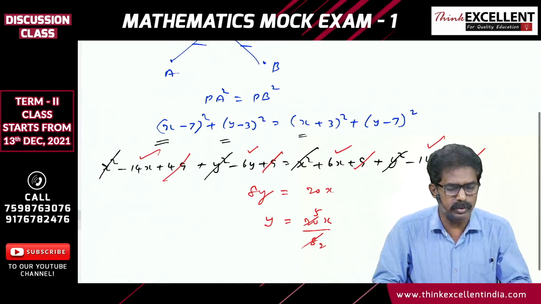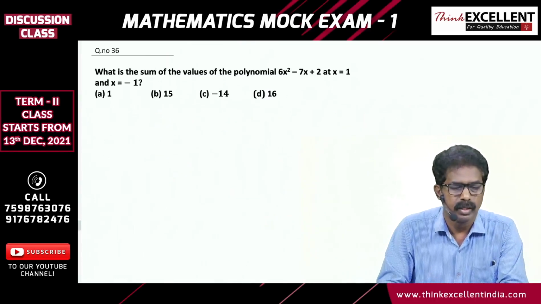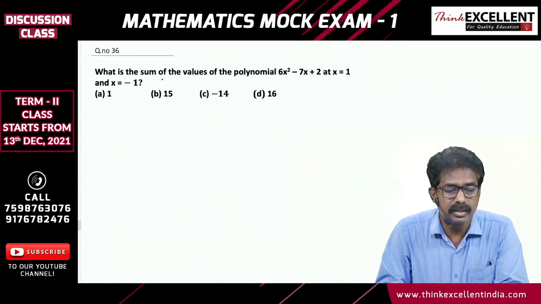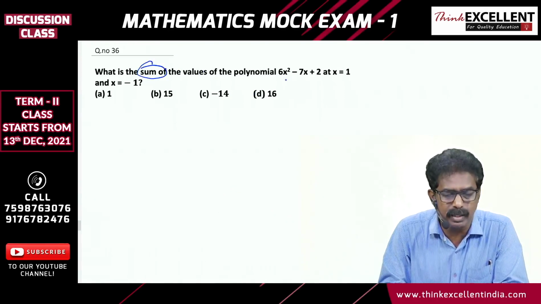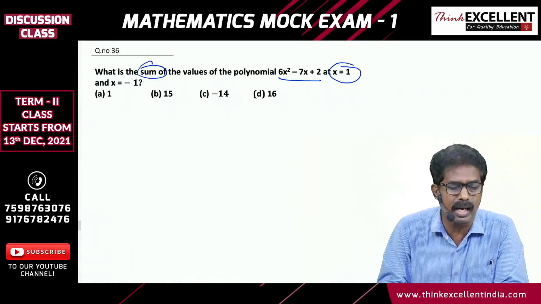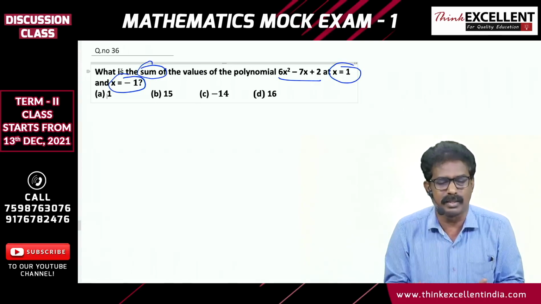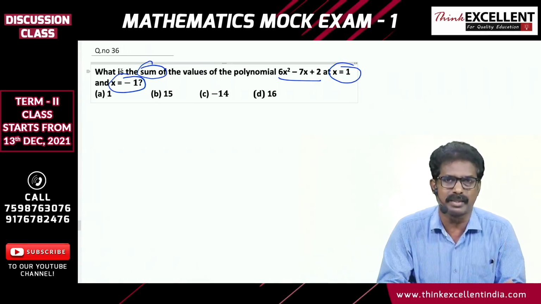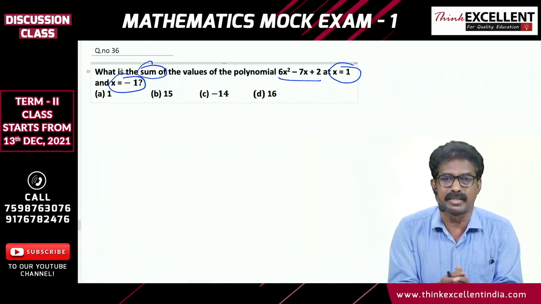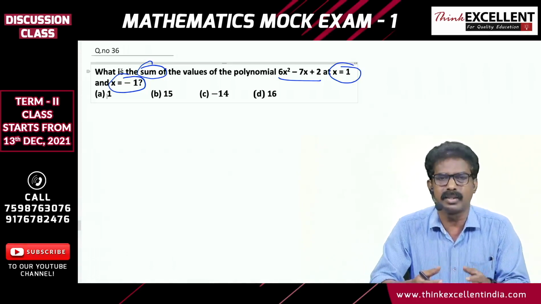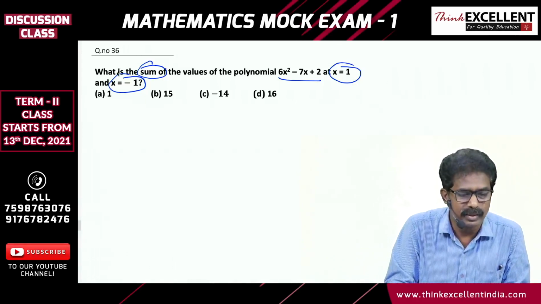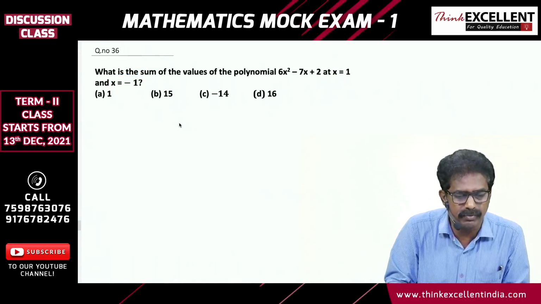Now let's move on to question number 36. Listen. What is the sum of the values? Sum, you have to add it. Sum of the values of the polynomial at x equal to 1 and at x equal to minus 1. When you put x equal to 1, you get some answer. When you put x equal to minus 1, you get some answer. Just take the total sum. Very simple thing, but how quick you do it, right? At the same time, you should not make a mistake. The polynomial is p of x. So p of 1 plus p of minus 1, that's all.